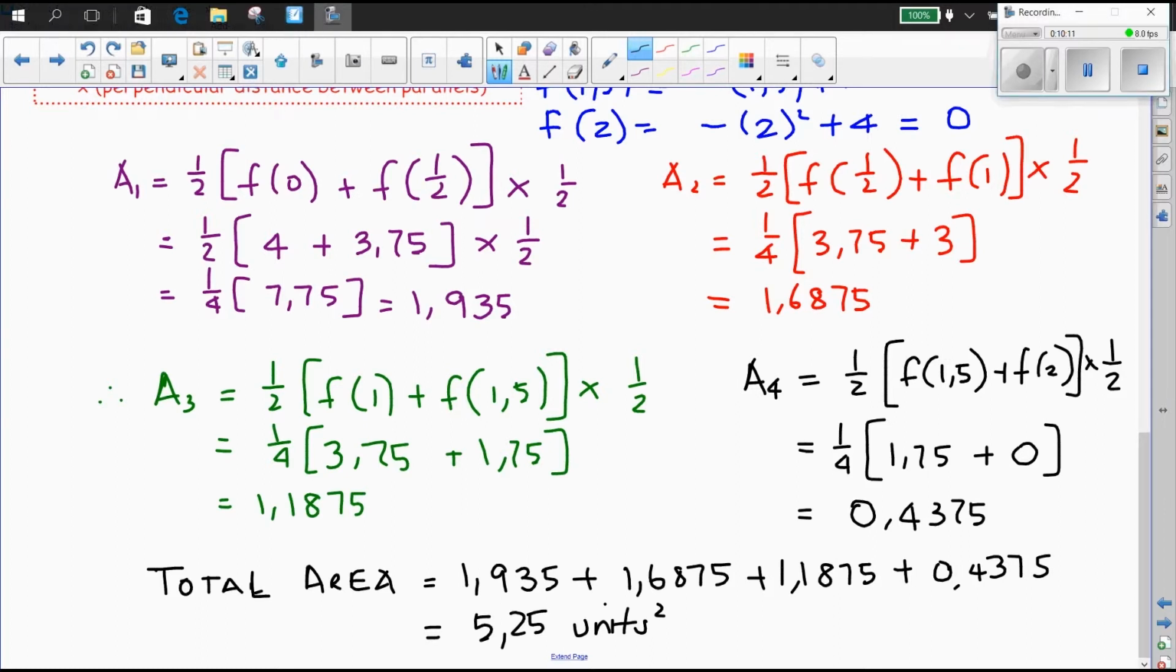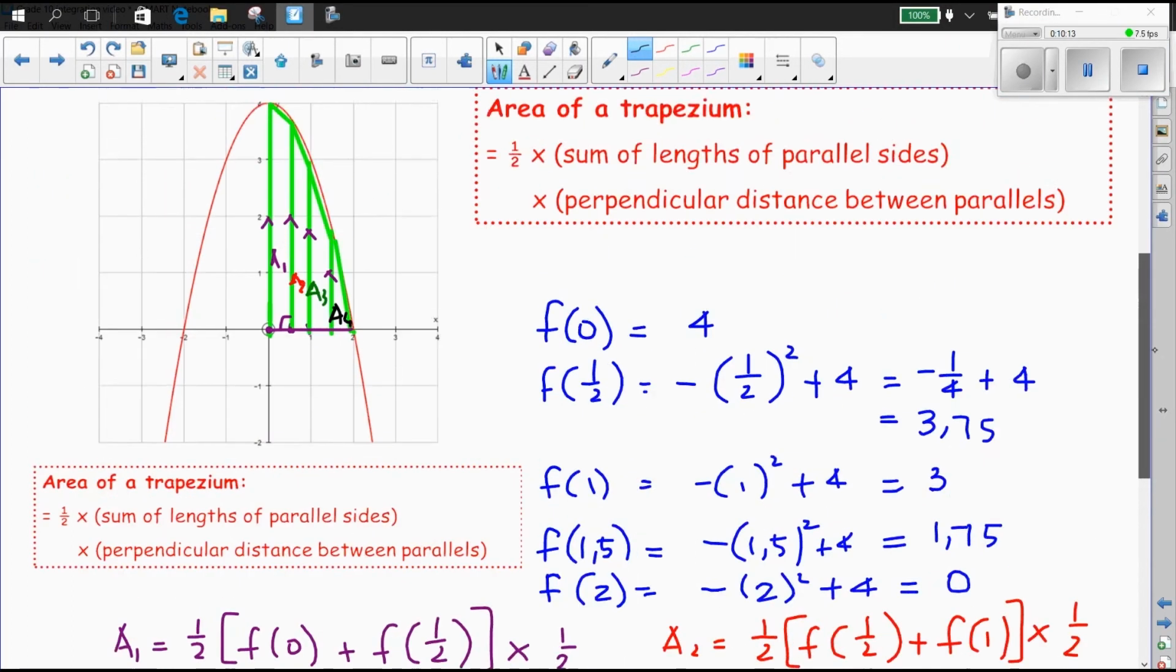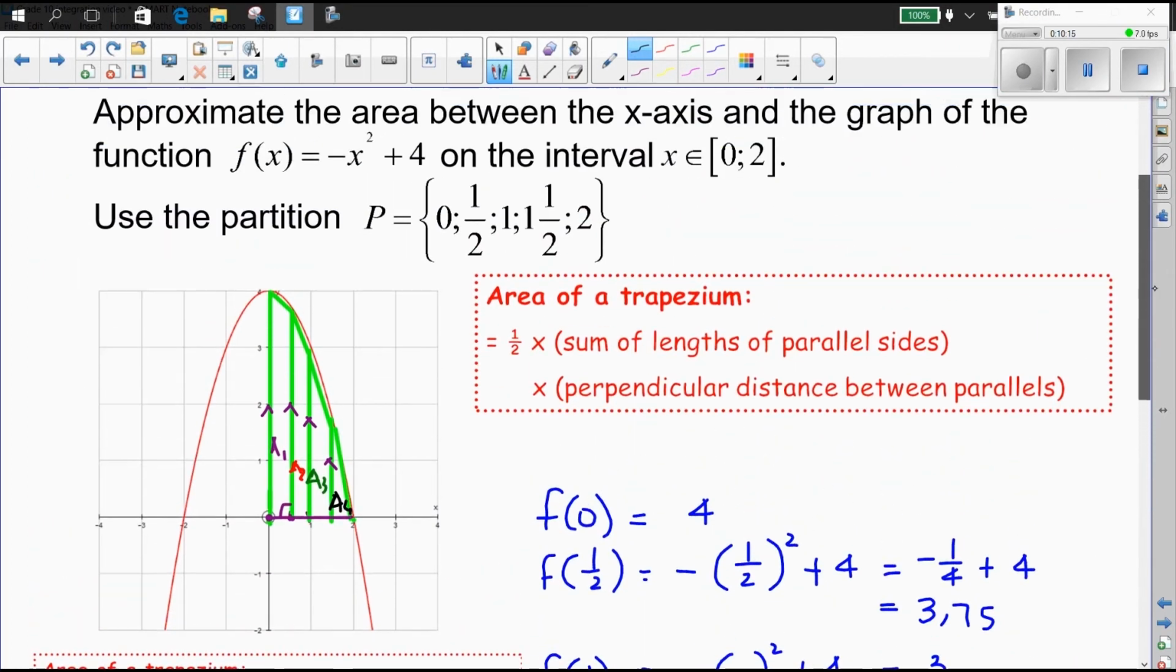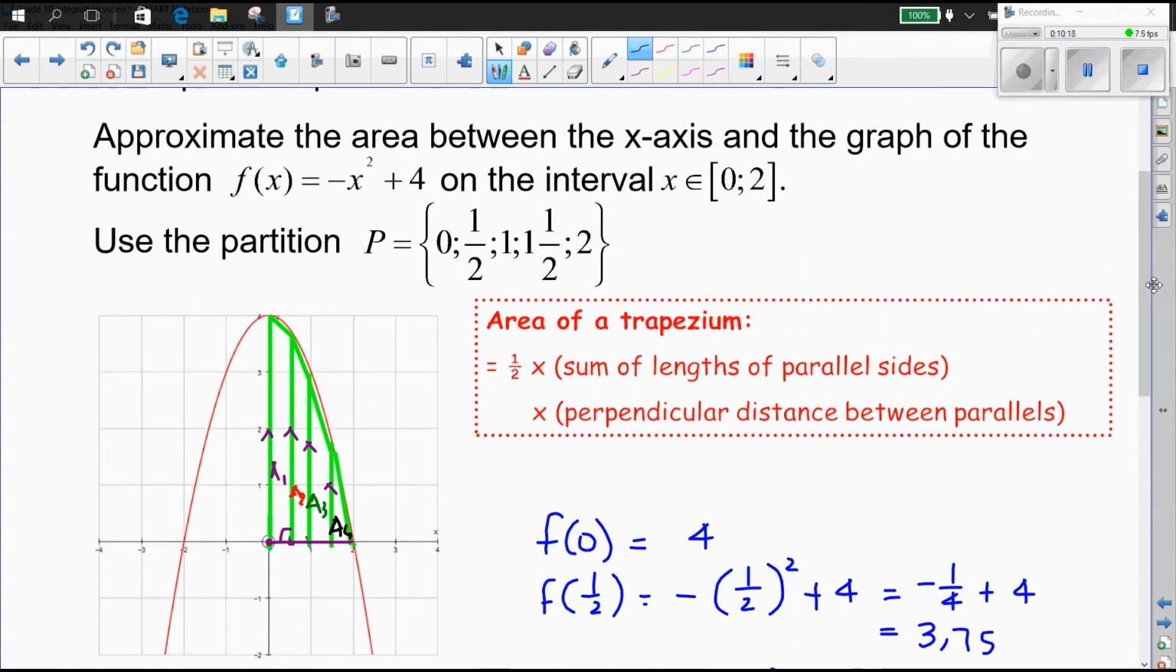So we have found that the area between x equals 0 and x equals 2 using the trapezoidal method is 5,25 square units. And can you see that the trapezoidal method is a more accurate approximation of the area under the curve between the x-axis and the graph minus x squared plus 4? Because the wasted space, if I may put it that way, is so much less than with the rectangular method.